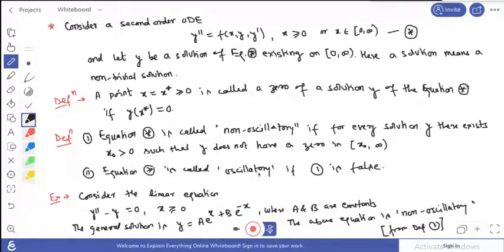If we take another form, suppose y prime plus y equals zero, is this oscillatory or not? In the next page, we consider the linear equation.